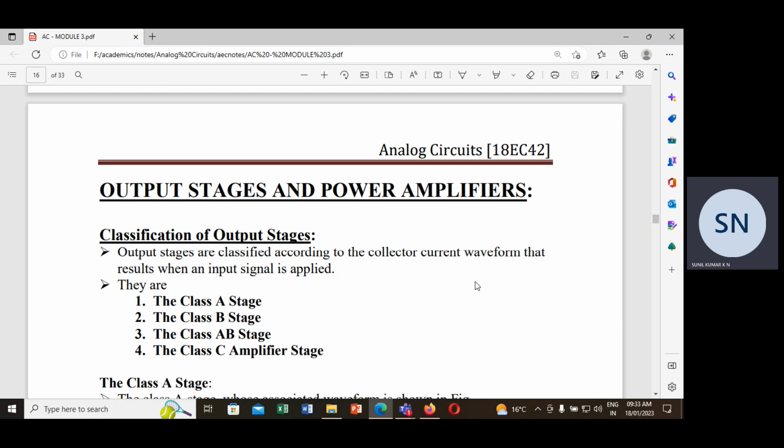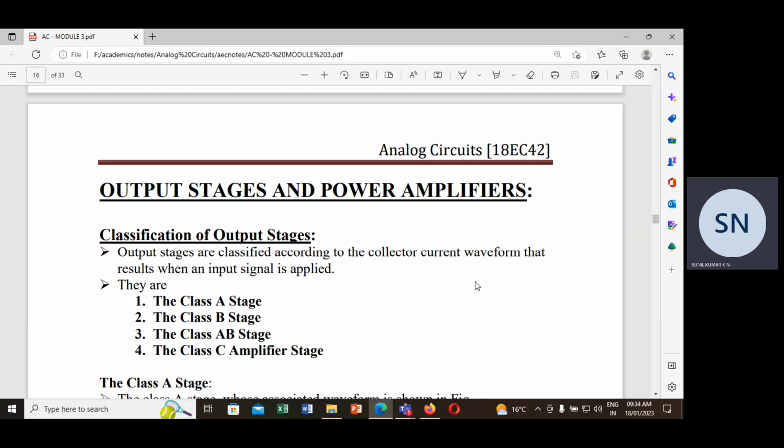Class A, class B, class AB, class C amplifier. You need to understand how the power amplifier is going to work. If you learn these 4 derivations, then the third module is not at all difficult. Do you understand? Now we are going to learn class power amplifiers. Have you learned it in the basics?